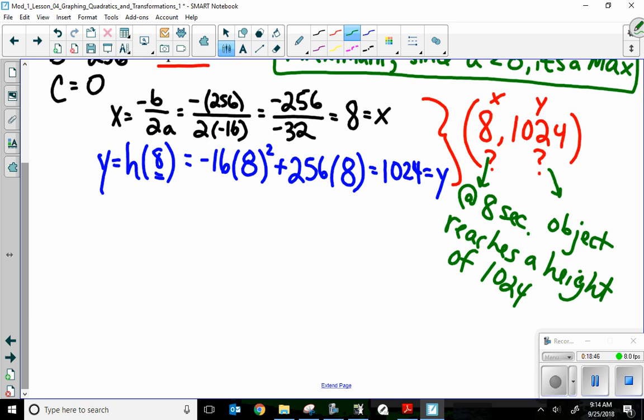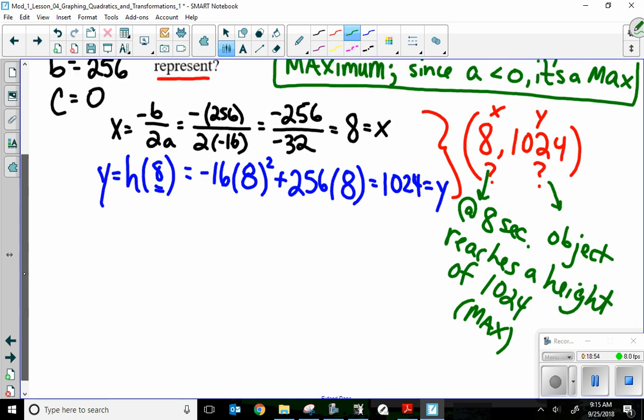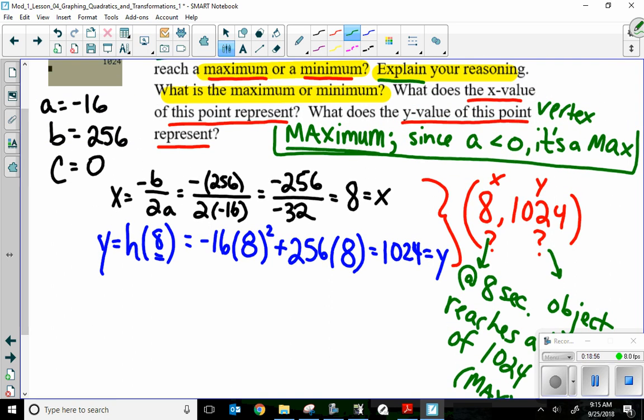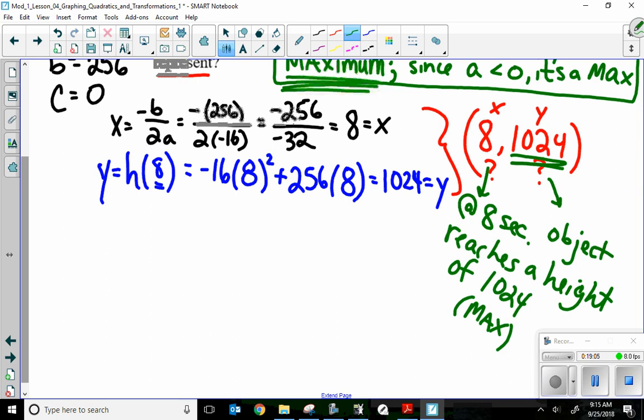But not only will it reach 1,024, it will reach a max height. This is a max height. Because remember, the first thing we answered was that the vertex represents the maximum. This is the vertex. That's a maximum height. At 8 seconds, which is the x value, my object is going to reach a maximum height, y value, of 1,024 feet.